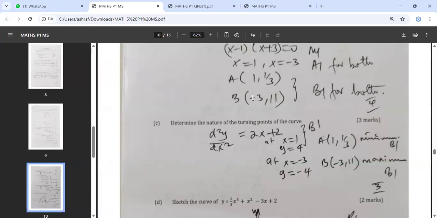So if the value is positive, then that point is a minimum point. Then again, we go to the second one, -3. You substitute into the second derivative. So it will be -6 plus 2, which will give us -4, a negative value. A negative value shows that this point is a maximum. So the natures: the first one is a minimum, the second is a maximum.